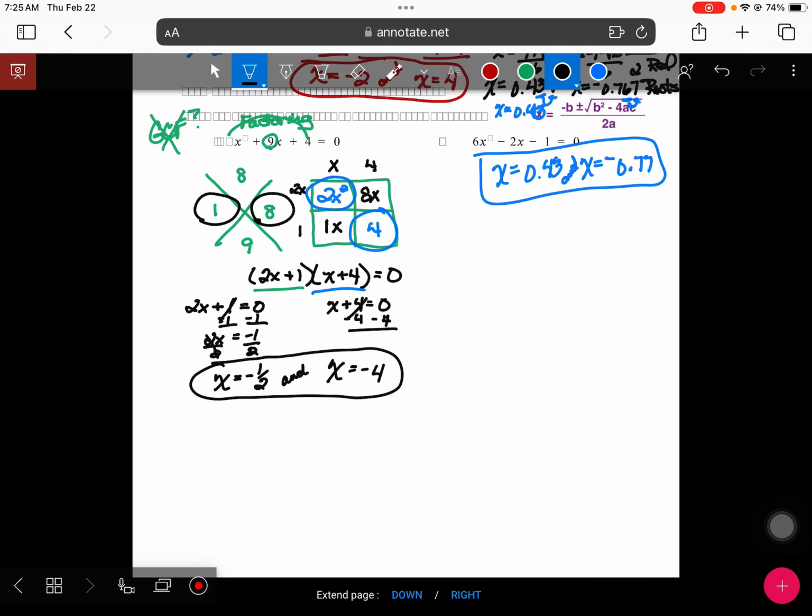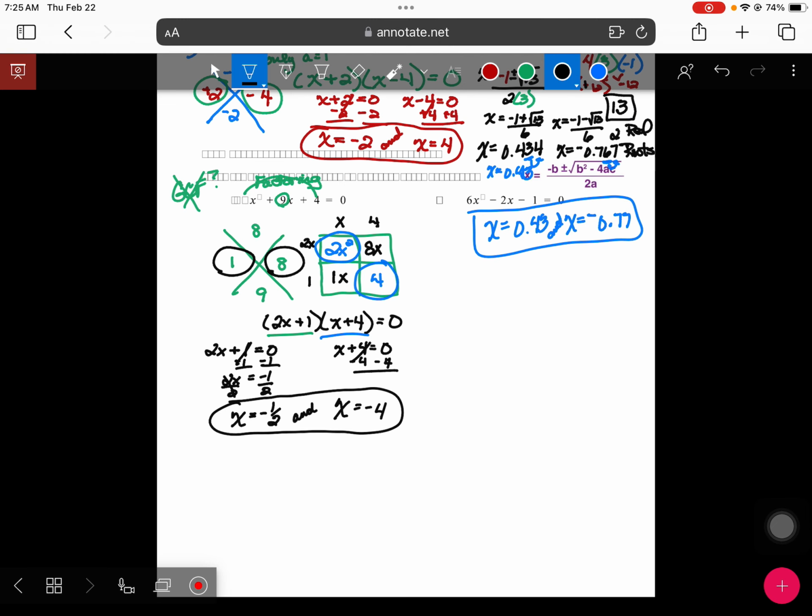Any questions about that? Okay. All right, let's take a look at the second one. It says 6x squared minus 2x minus 1 equals 0. What do you want to try? Should we try by factoring? Somebody at the door? Let's try by factoring again. It worked the last time. Maybe it'll work again.